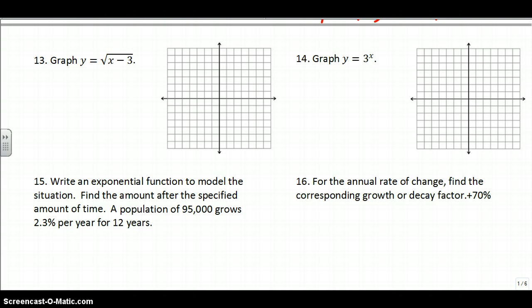So, let's get into it. Graph y equals the square root of x minus 3. Now, I just make t-tables for these. I start off with square root of x. And what are the basic numbers I can take square roots of? Well, the first one I can do is 0.